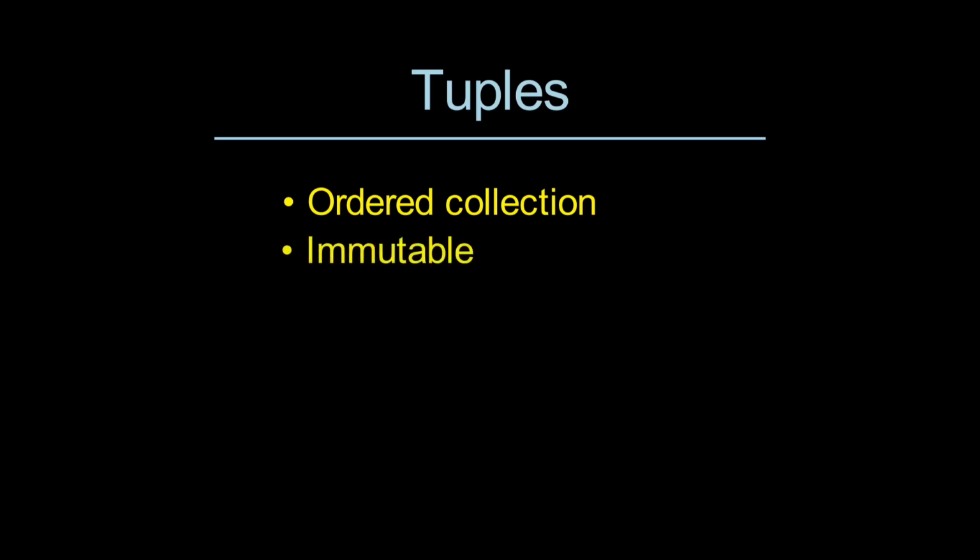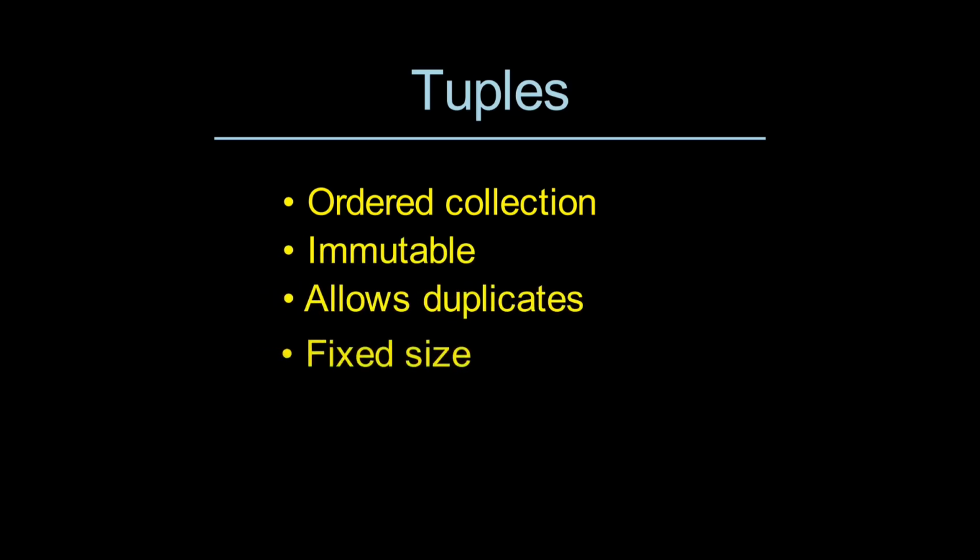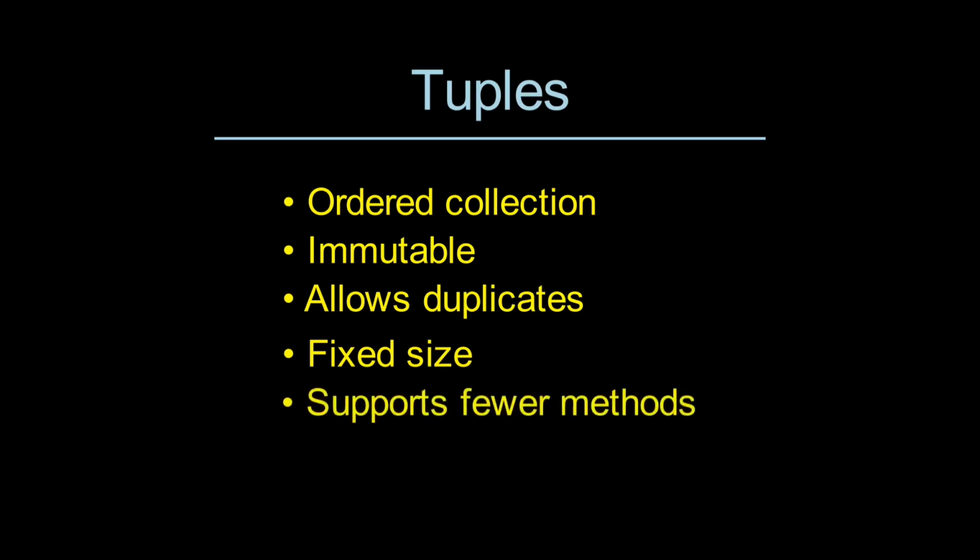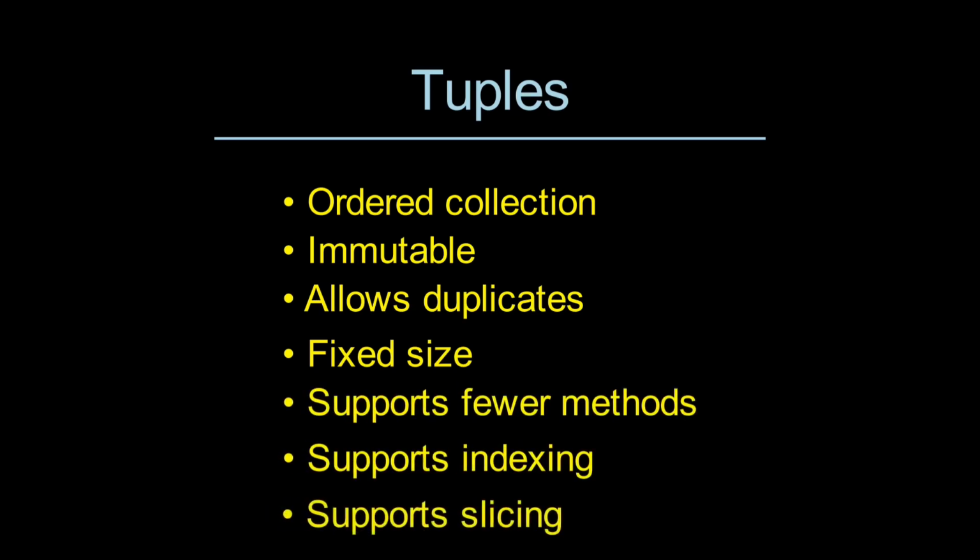Let's examine Python tuples, an immutable sequence that offers some unique advantages. Tuples have several distinctive characteristics. Like lists, they maintain the order of elements. Unlike lists, they are immutable. They can contain duplicate values. Their size is fixed upon creation. They support fewer methods than lists but offer better performance for read-only operations.